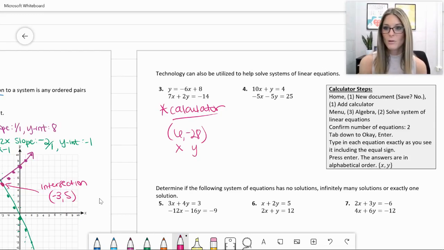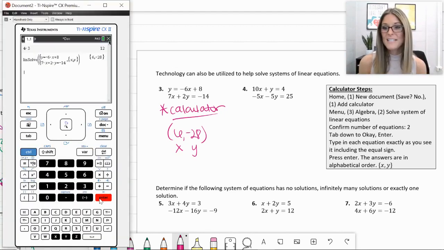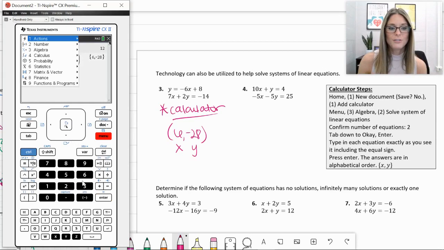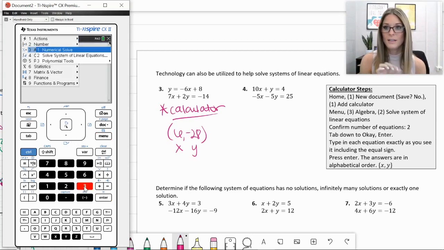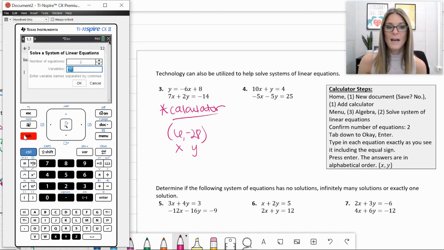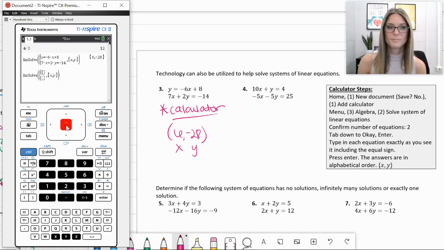Sometimes on test questions, they will ask just what is the x value or just what is the y value. So just make sure you recognize on the calculator, it does show us in order of x, comma, y. I'm going to do the same thing for number 4. I've already got stuff on my calculator page, and that's okay. Go ahead and hit menu, algebra. You can also just hit the number keys on your keypad. So it was menu. I'm going to do 3, 2. Tab, okay. And I'm ready to type it in.